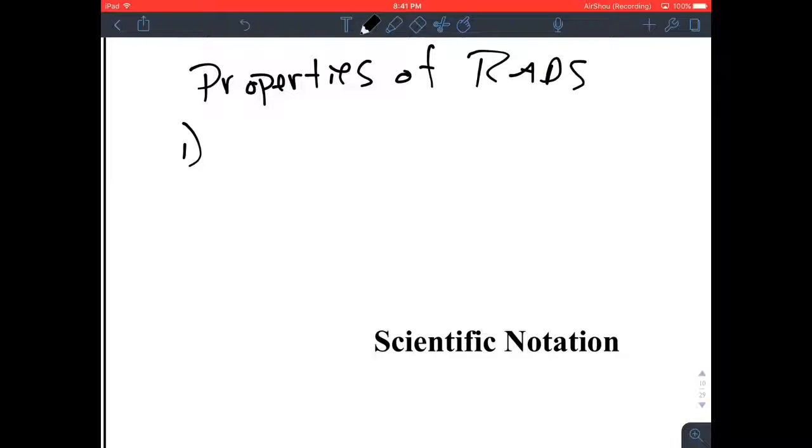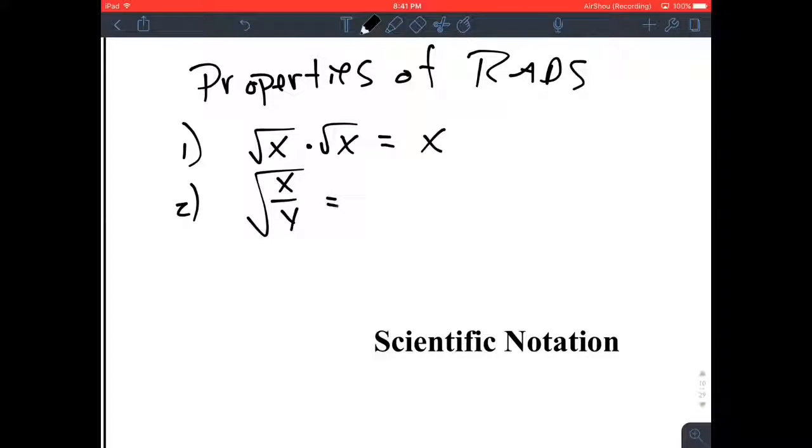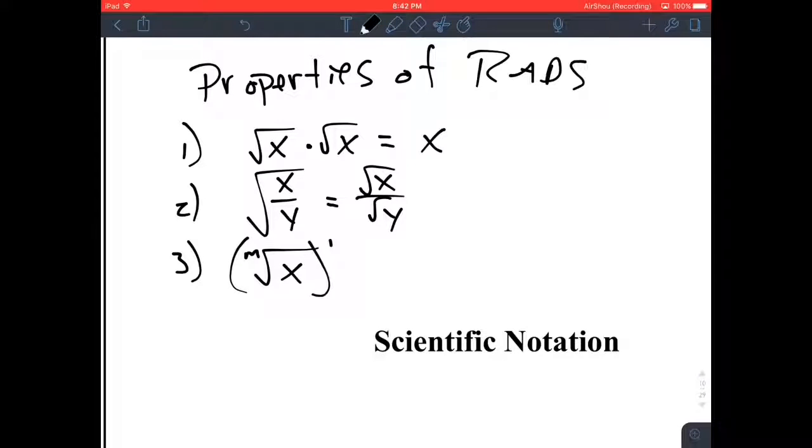One is if you are multiplying the same square root times itself, it's just going to be whatever's inside of it. Two, if you're taking the square root of a fraction, you can just square root the top and square root the bottom. Three, which we've already discussed, if you have the mth root of x to the n, that is equivalent to x to the n over m.